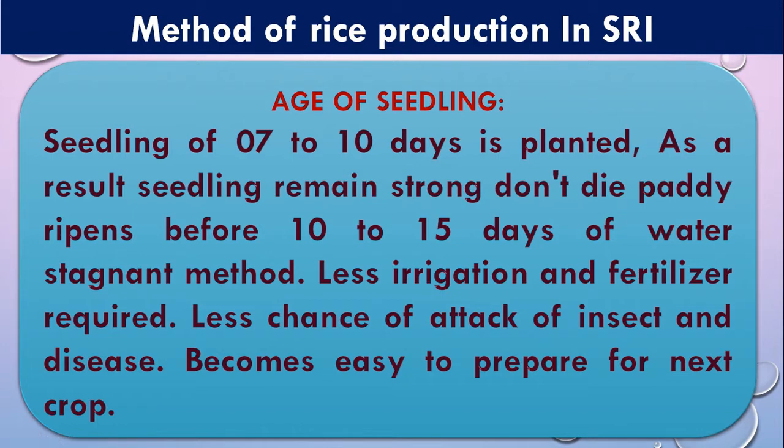And in this method, less irrigation and fertilizer are required, because the seedling is uprooted at 7 to 10 days. Then there is less chance of attack by insects and disease as well, and it becomes easy to prepare for the next crop. That is why time saves here, cost saves here, and it is easy to prepare for the next season as well.